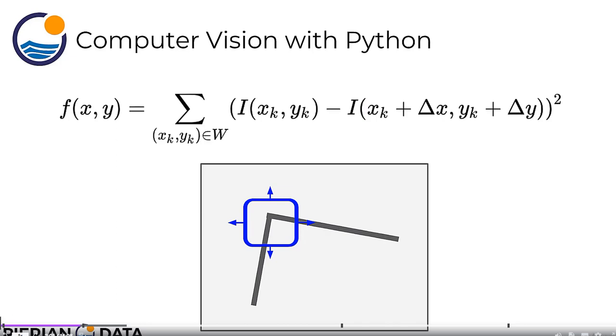It's not just an edge, because an edge, remember, still won't have much of a change along the edge direction. If we actually have a corner, then if we start moving in any direction, we're going to experience a major change.